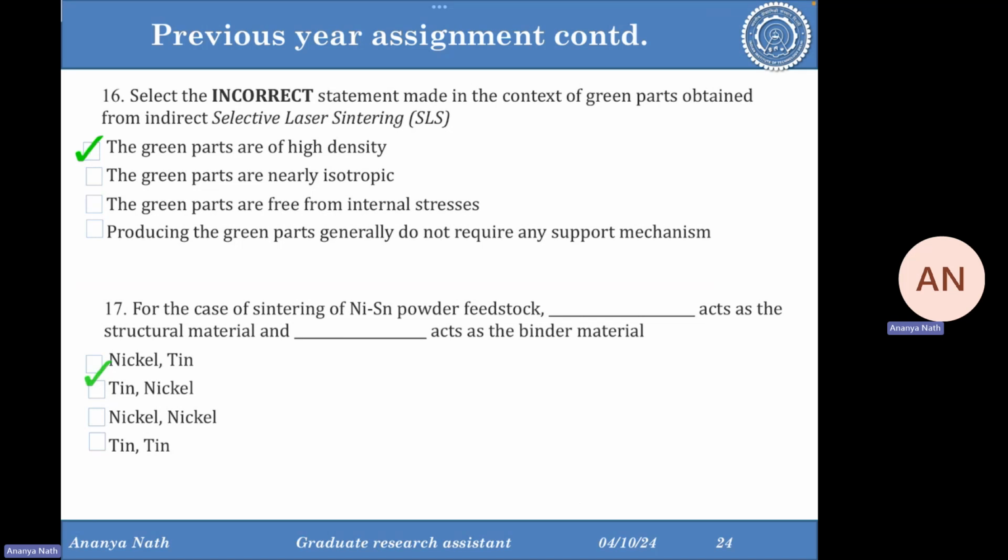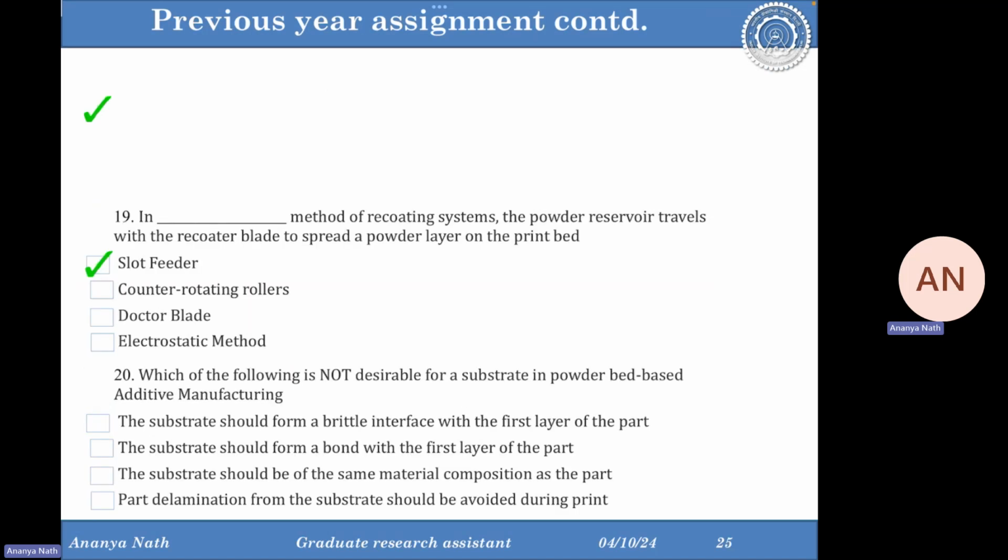Producing the green parts generally does not require any support mechanism because you are going for sintering, and in sintering the sintered powder particles itself act as a heat dissipation sink. You can dissipate the heat nicely because you are also putting in very little heat energy, and the powders are fused so they can even support the overhang portion. For the next question, for the case of sintering nickel-tin powder feedstock, nickel acts as a structural material and tin acts as a binder material.